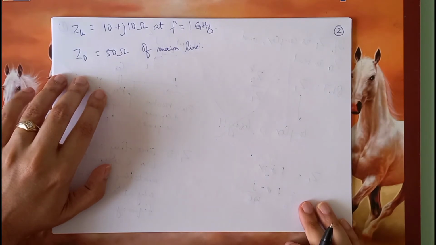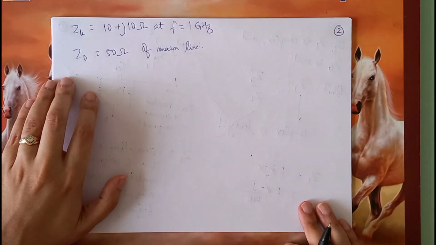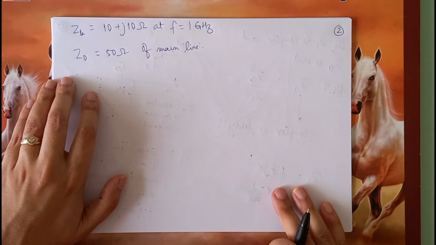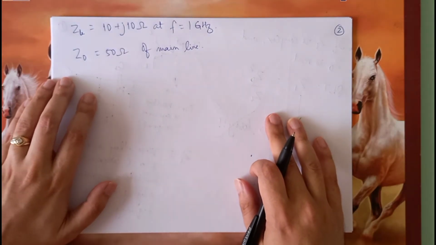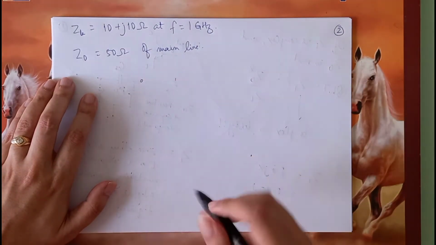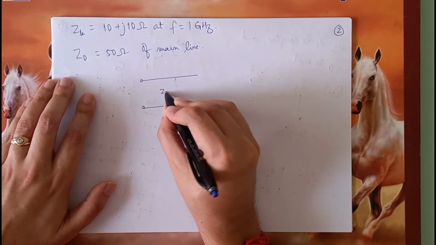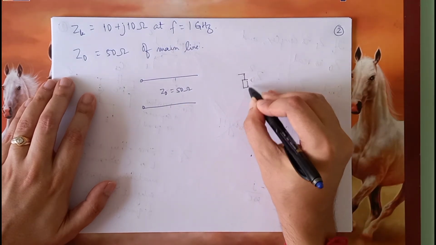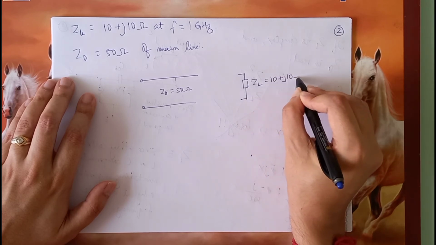Right? This is one way. This is the specification that is given to you. Now the point is, I have this line Z0 as 50 ohms and I have to connect the load ZL that is 10 plus j10 ohms.